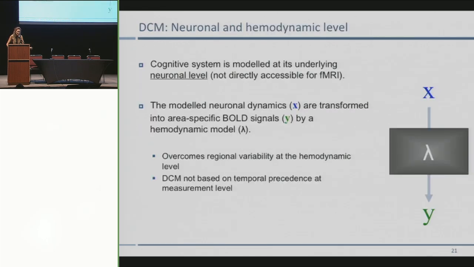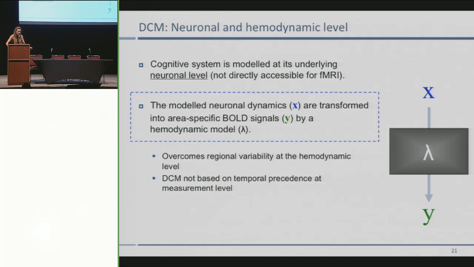Okay, so the hemodynamic level. We know that the cognitive system is modeled at the neuronal level, as you've just seen, but it's in essence unobservable. And so the observable that we do get is the neuronal dynamics transformed into area-specific BOLD responses. And so the reason that we include this hemodynamic model in DCM for fMRI is to account for the variability that Rasmus alluded to, and also that Eugene mentioned about the idea of temporal precedence may not always be entirely valid in an fMRI setting where the vasculature may be causing consistent delays. And again, there's ways around this with clever experimental design.